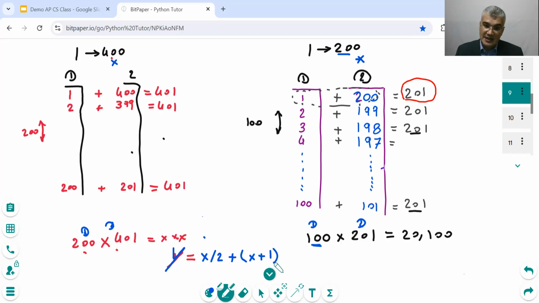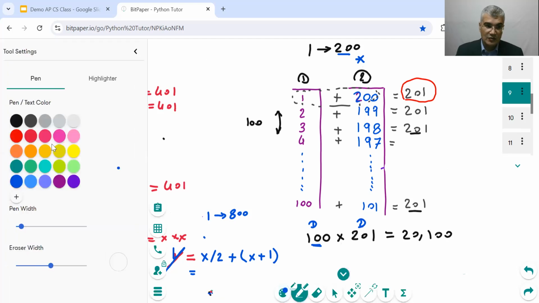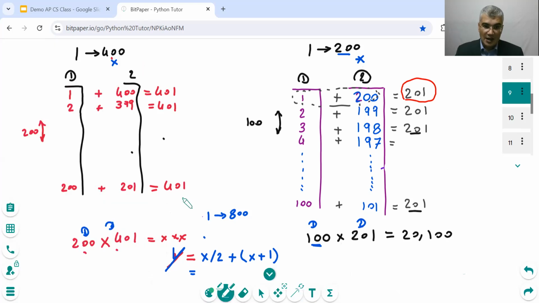So if I want to sum from 1 until 800, what I need to do, I can simply do something like this. I can simply say, okay, x now equals 800. So x divided by 2 equals 400. And then x plus 1 is 801. So I apologize here.